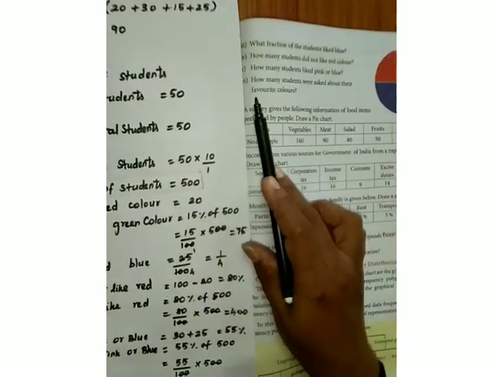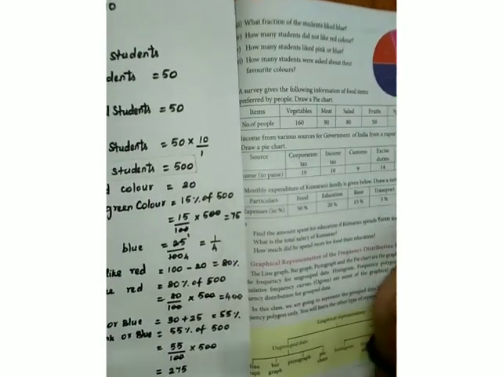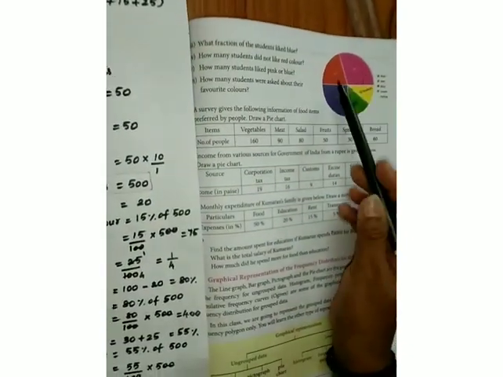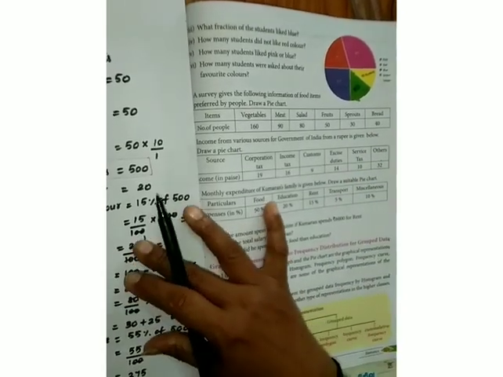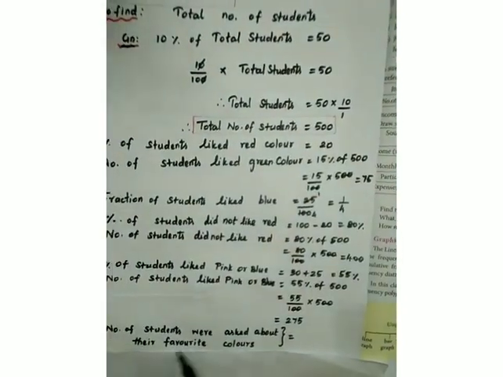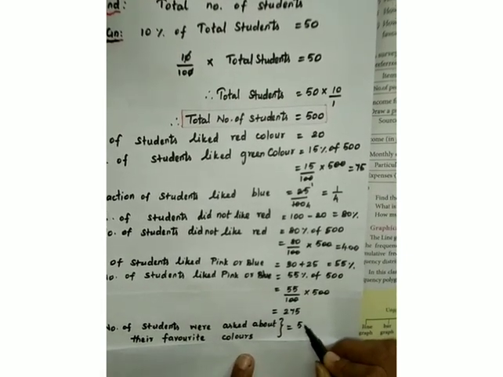Then, how many students were asked about their favorite colors? So totally how many students were asked about their favorite colors? That is nothing but the total number of students. So we can directly answer: the number of students who were asked about their favorite colors is 500.